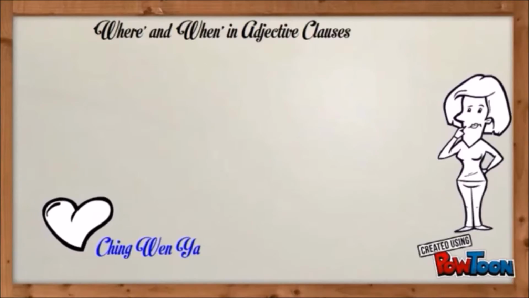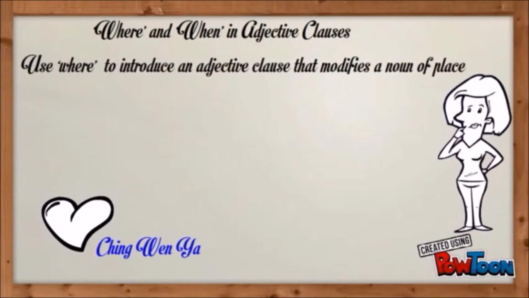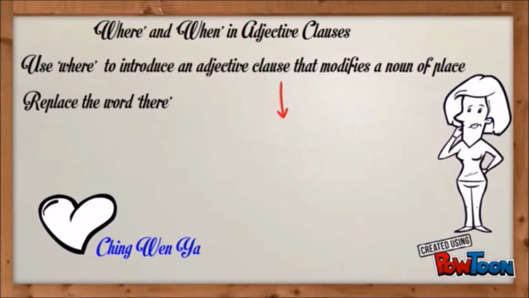Now we are going to look at where in adjective clauses. Normally we use where to modify a noun of place by replacing the word there in a sentence. For example, this is the restaurant, we ate there. Since we know that there represents a place, we can replace it with where. This is the restaurant where we ate.